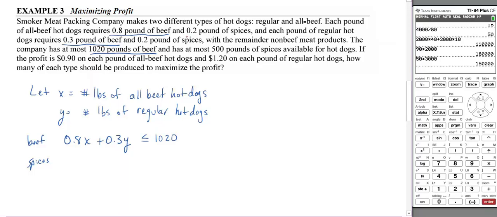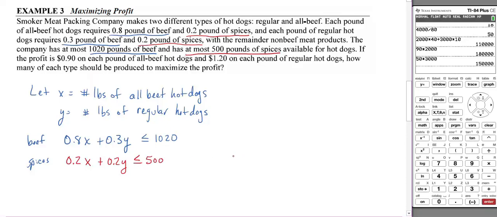We have 0.2 pounds of spices for the all beef. So 0.2 pounds of spices goes into every pound that we produce, and then 0.2 pounds of spices for the regular hot dogs. So that's going to be 0.2 times every pound of the regular hot dogs that you produce. And remember, we have at most 500 pounds of spices. So this will have to be less than or equal to 500.